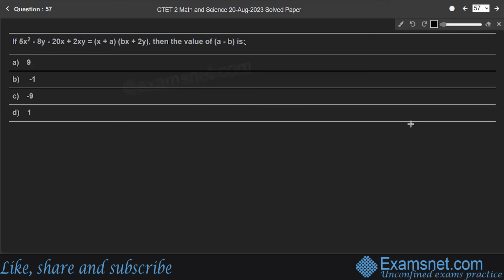Question 57. If 5x square minus 8y minus 20x plus 2xy is equal to (x plus a) into (bx plus 2y), then find the value of a minus b. So to find the value of a minus b, we need the values of a and b. For that, let us convert the left-hand side into the form of (x plus a) into (bx plus 2y).